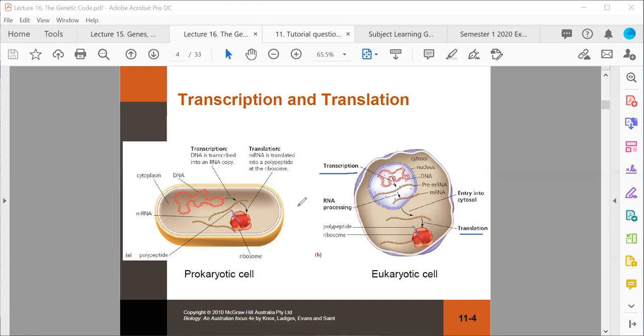Now, the same two processes occur in prokaryotes, but they occur very much at the same time. So the processes aren't divided between the nucleus, which is where transcription takes place, and the cytosol, which is where translation takes place. They both occur together in the cytosol, of course, because prokaryotes do not have a nucleus.